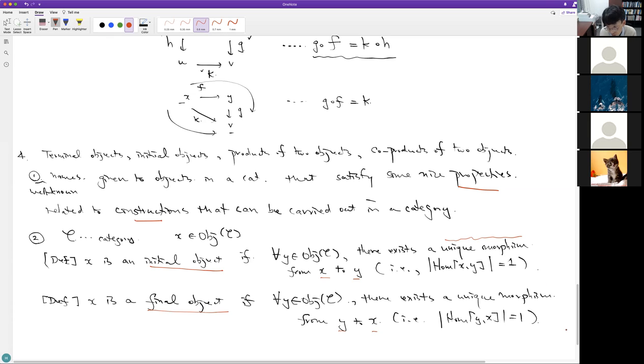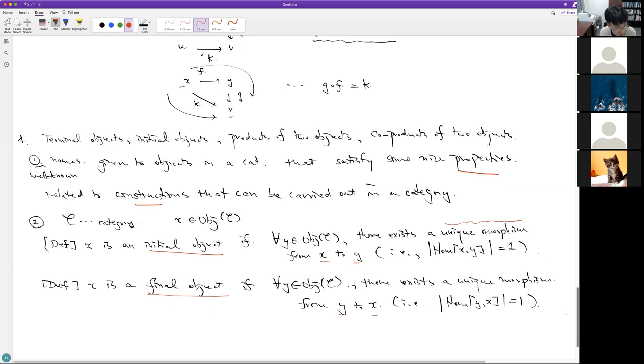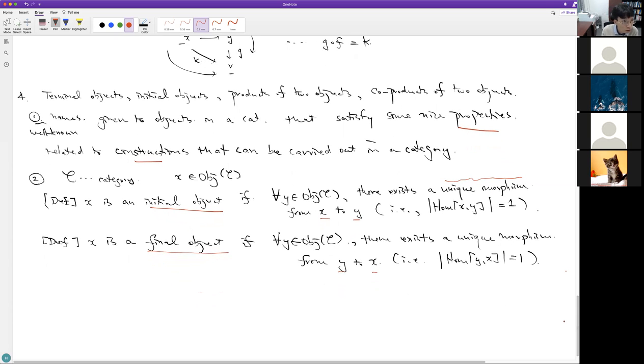Okay. So I think the best way to understand initial objects and final objects is to actually compute what they are. So here's an exercise I want you to do. In the category of sets, compute what the initial and final objects are.